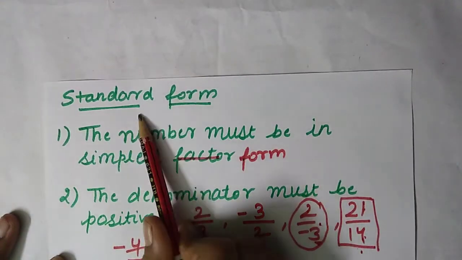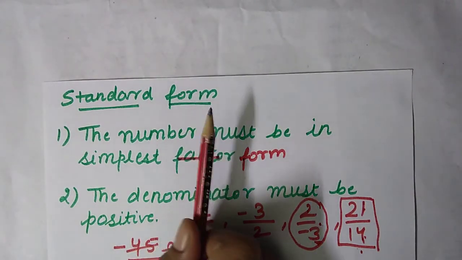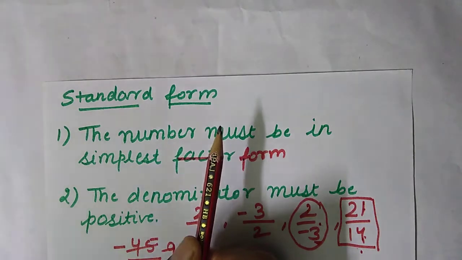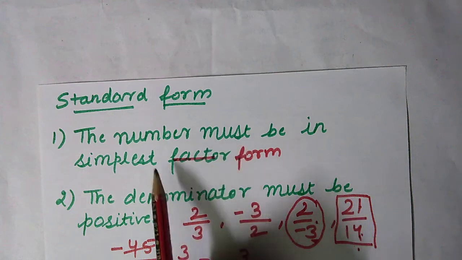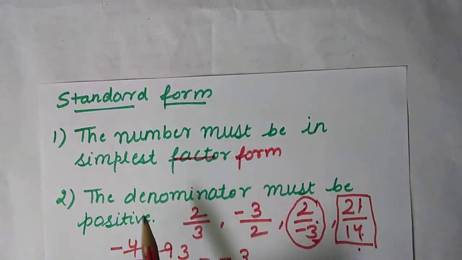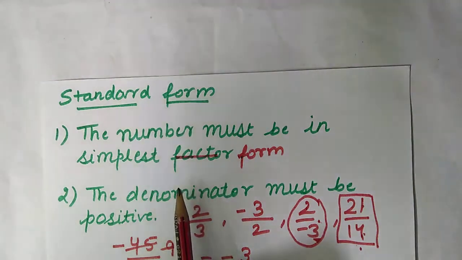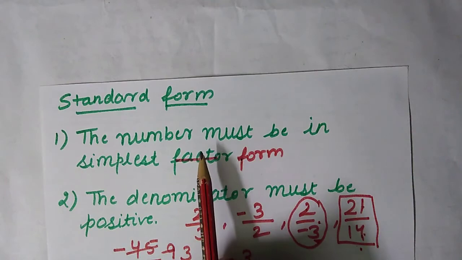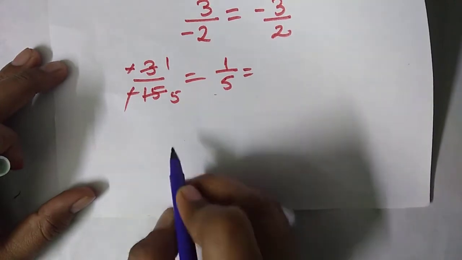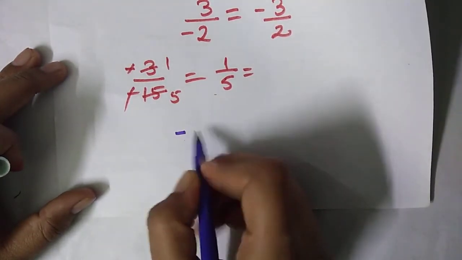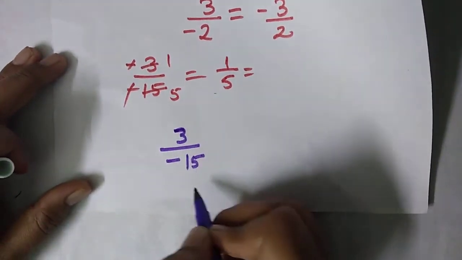After that we have learned about the standard form of a rational number. For a rational number to be in its standard form, that number must satisfy two conditions. First, the number must be in simplest form, and second, the denominator must be positive. Again I am repeating, the denominator must be positive and the number must be in simplest form. For example, you are given the number 3 over minus 15. Is it the standard form?